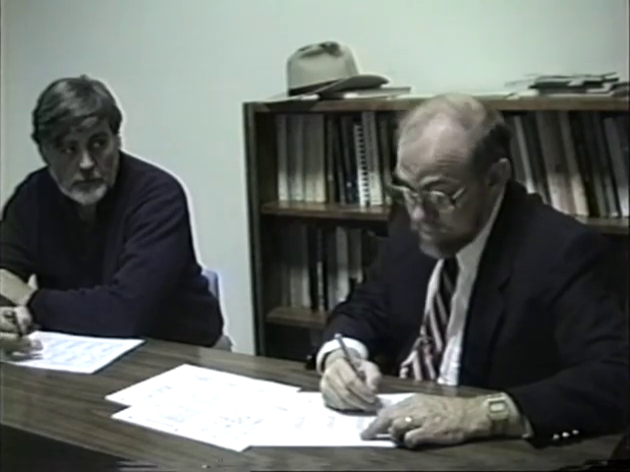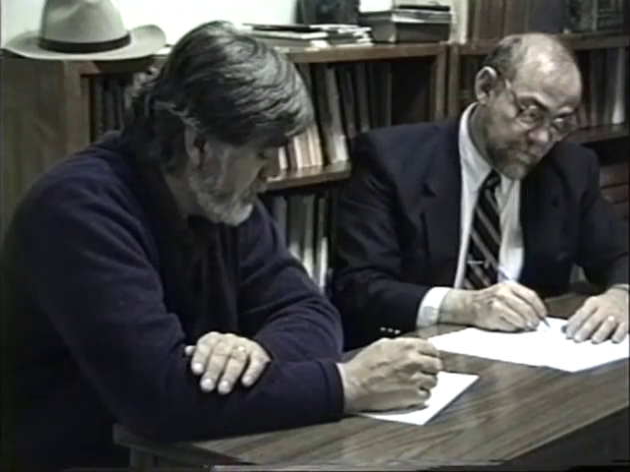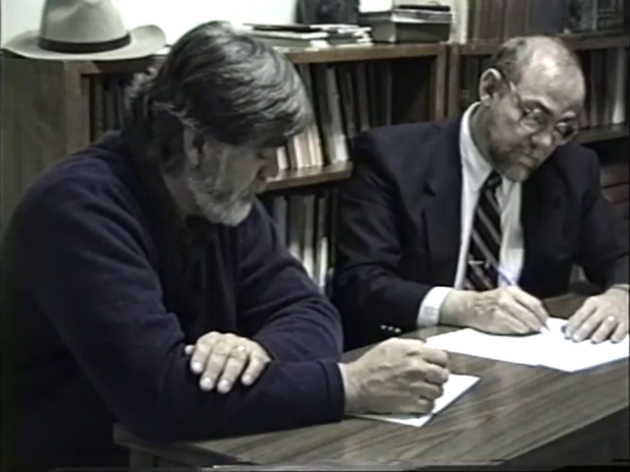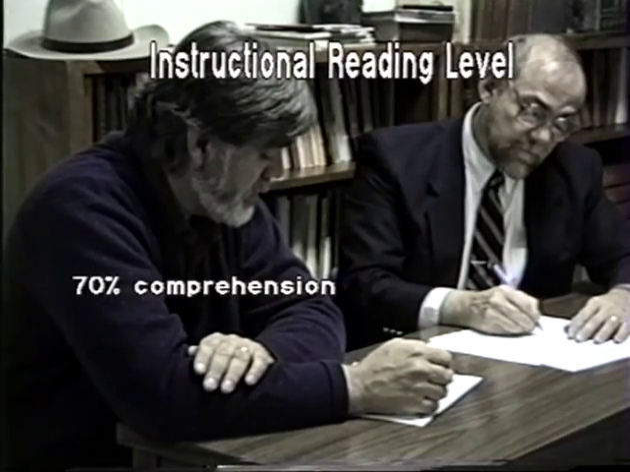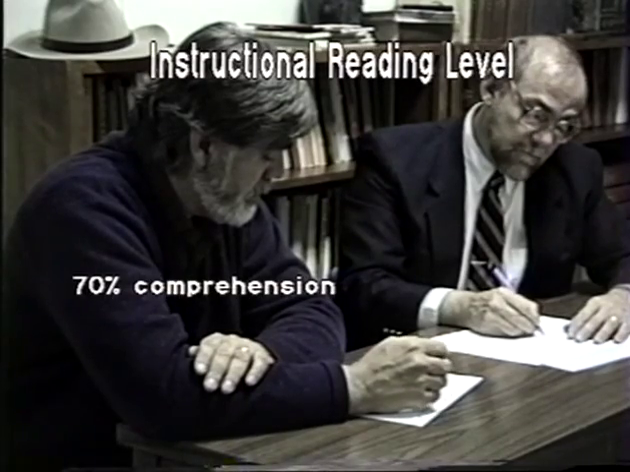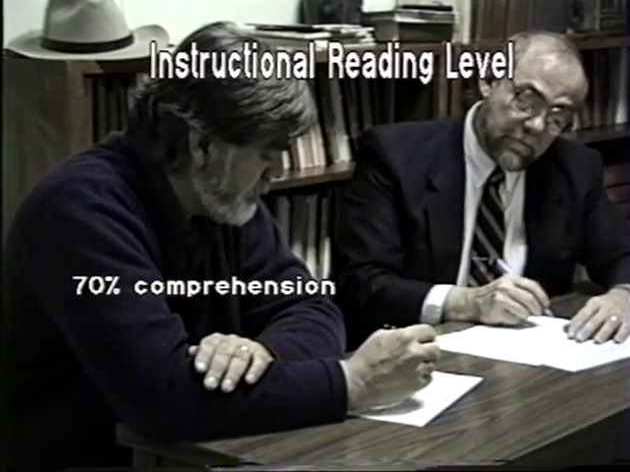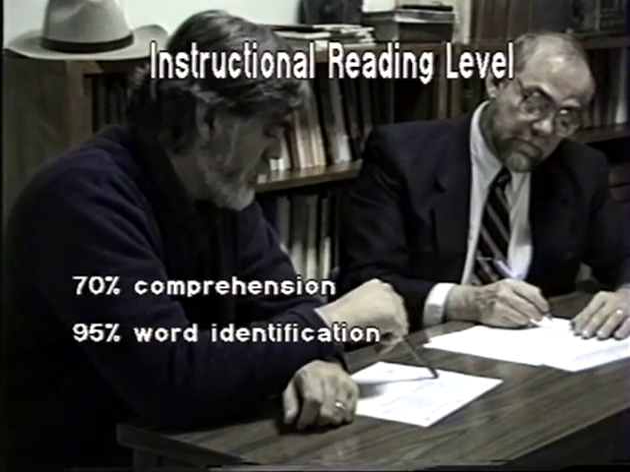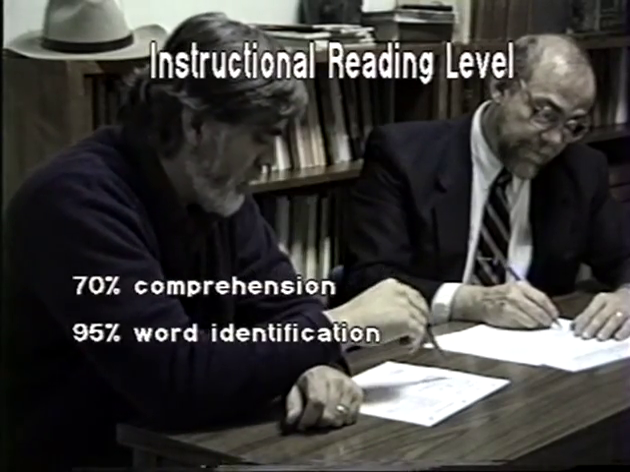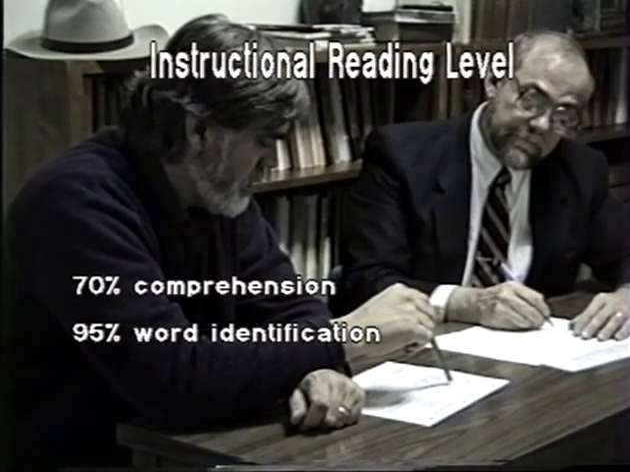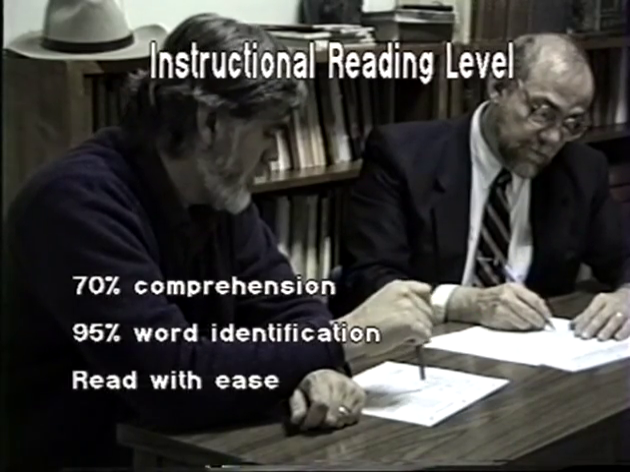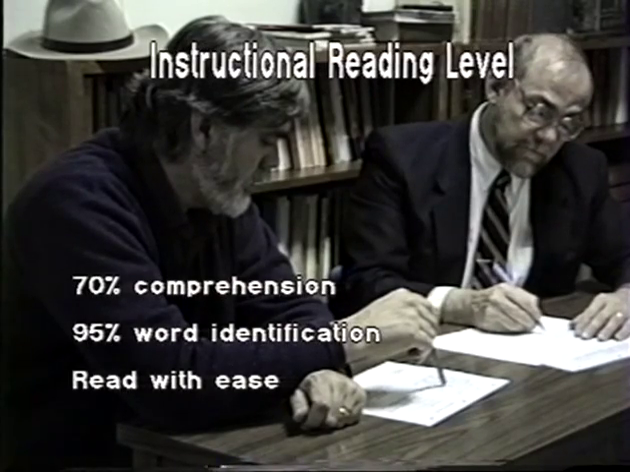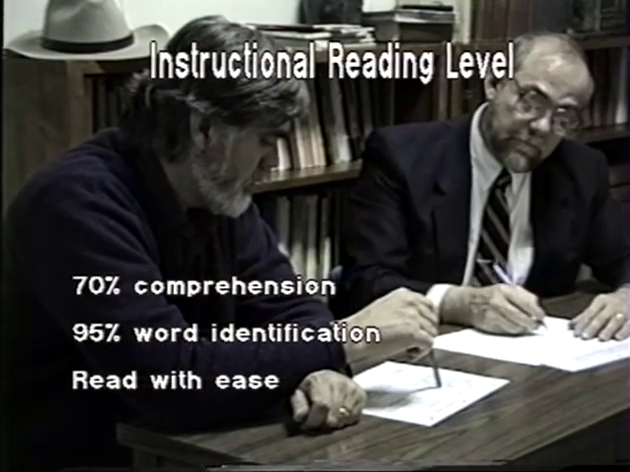When determining a student's instructional reading level, the following criteria should be considered. Number 1, the student should demonstrate at least 70% comprehension by retelling significant information from a passage or by answering questions. Number 2, the student should instantly and accurately read 95% of the words in the passage. Number 3, again, the student should read the material with ease, free from tension or frustration.